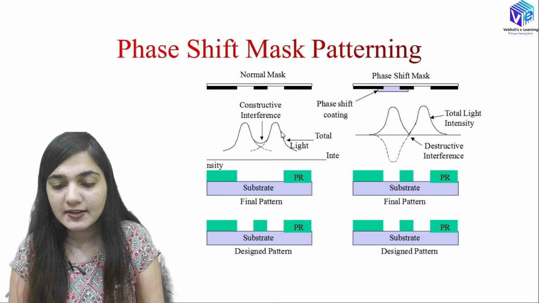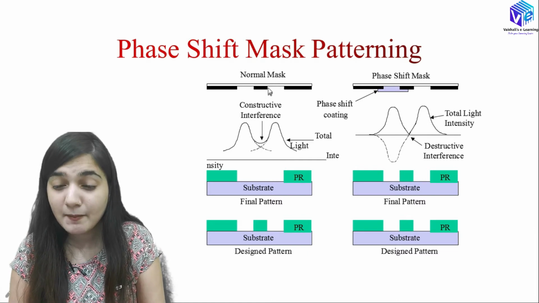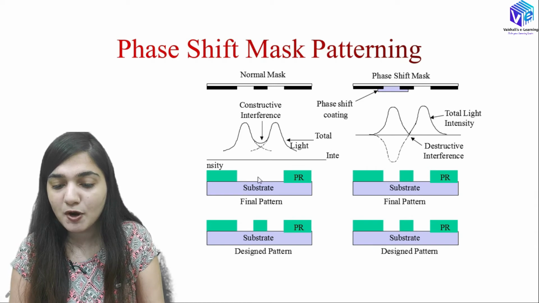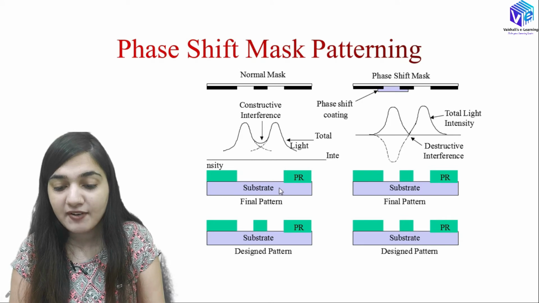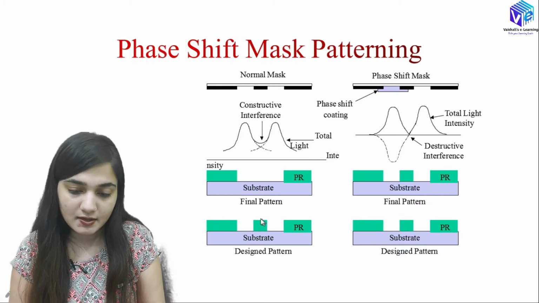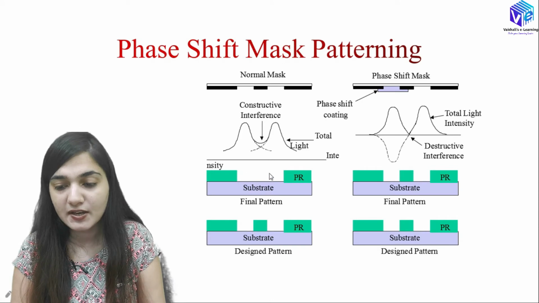So two maxima are combining, and here I am getting the constructive interference over this region. Here I had the mask actually, but due to the constructive interference, the photoresist property changed over this area also. This is how my final pattern would look, but this is how my designated pattern will look. The design pattern will have this photoresist layer in between, but due to the constructive interference I am not having this photoresist layer over here.